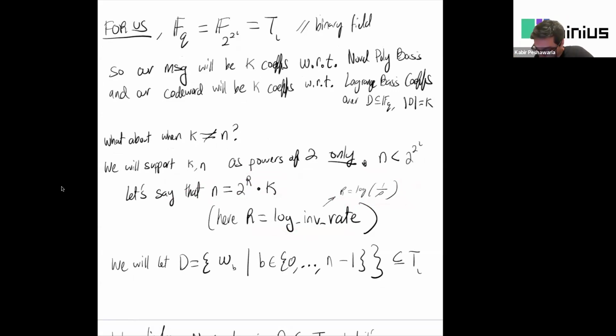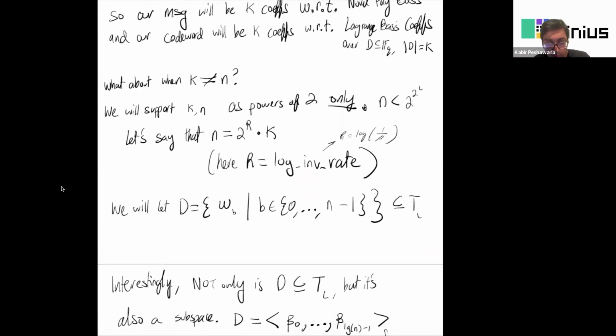Okay. We will let our domain be the set of all field elements in T iota that are associated with the first n binary numbers. Remember, we talked about our field basically being a vector space over F2, and there was this nice equivalence between a binary number and a field element. So that's what our carefully selected domain is going to be for our Reed-Solomon code.